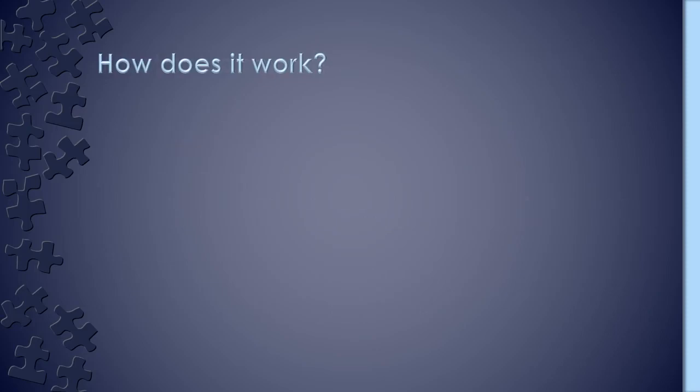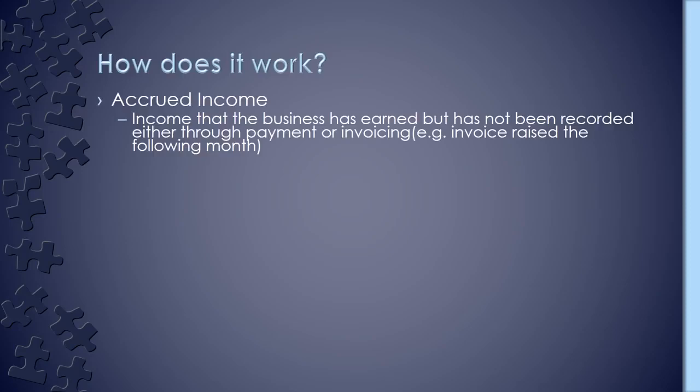So looking at this in a little bit more detail then, how does it actually work? So we've got accrued income. This is income that the business has earned but has not been recorded either through receiving payment or invoicing. So it might be that you raise the invoice the following month, perhaps due to admin delays or staff shortages, that kind of thing. But you actually earned the money because you've delivered something to a customer, you've given a service in the month previous to when the invoice is going to be raised.